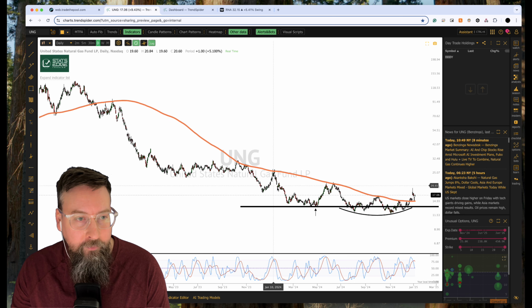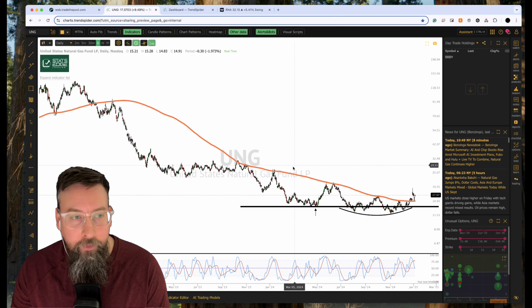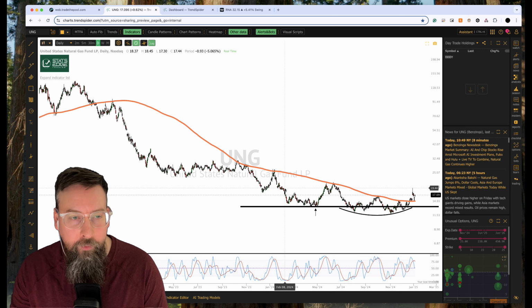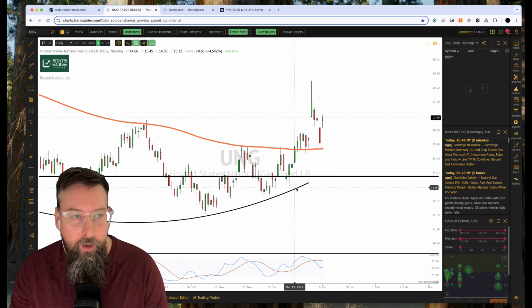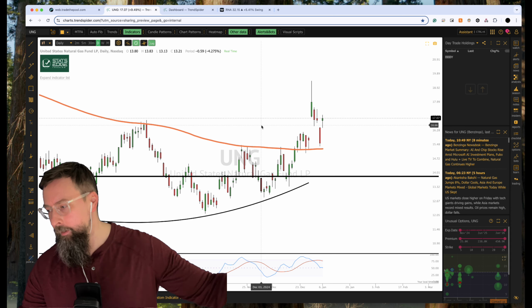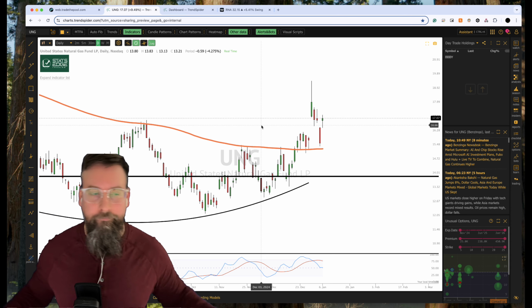Every time we hit this line on UNG, when we're under it, we got rejected. Back here, it pulled back to it when we were above it, and we hit it. So again, the 200-day moving average has been really, really big for UNG. We broke it, and now we pulled back on Friday and tested it, and then we gapped up today. So that's my idea.